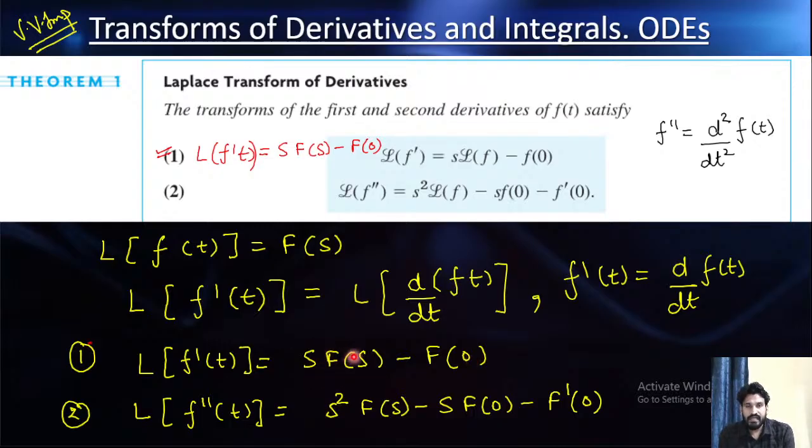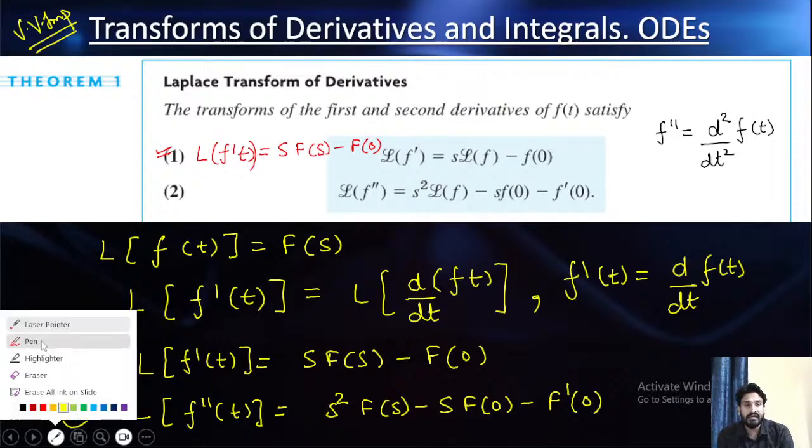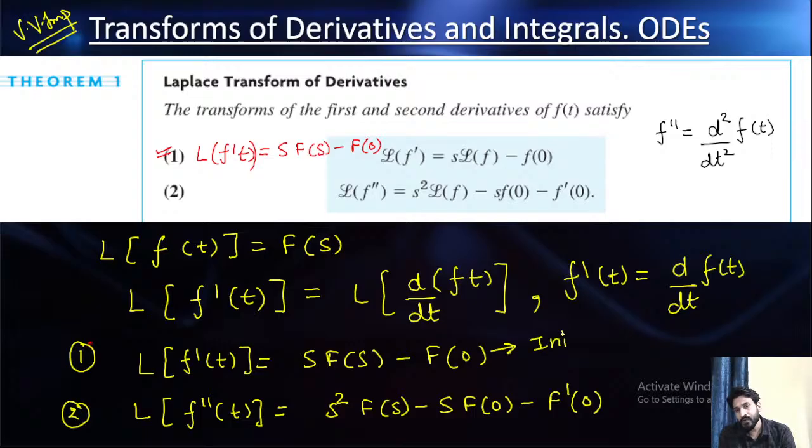What is this f of s? F of s is nothing but the Laplace transform of f of t. So if we want to calculate the Laplace of the first, second or third derivative, then we require the Laplace transform of f of t, because the formula contains the term f of s. Now what is f of 0? It is showing the initial values.